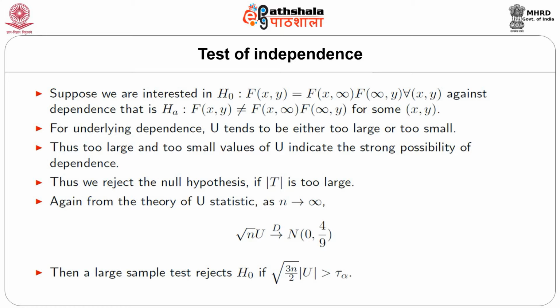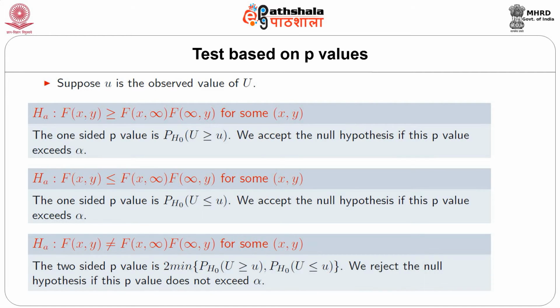standard normal distribution. So, after performing a test, suppose we have some data and we are interested to know the strength of the evidence in the data. So we have to calculate p-values. Suppose small u is the observed value of capital U, then the one-sided p-value is the probability of U greater than or equal to small u under the null hypothesis, and we accept the null hypothesis if this p-value exceeds alpha.